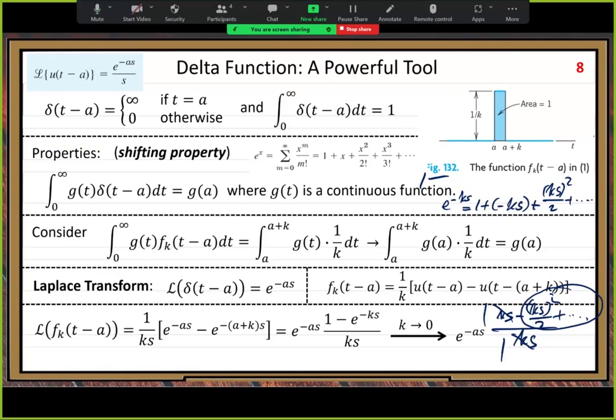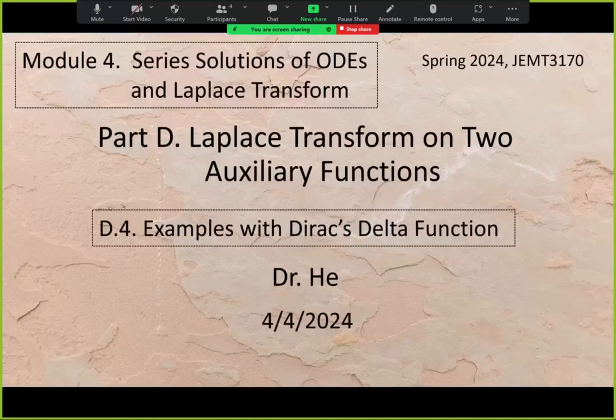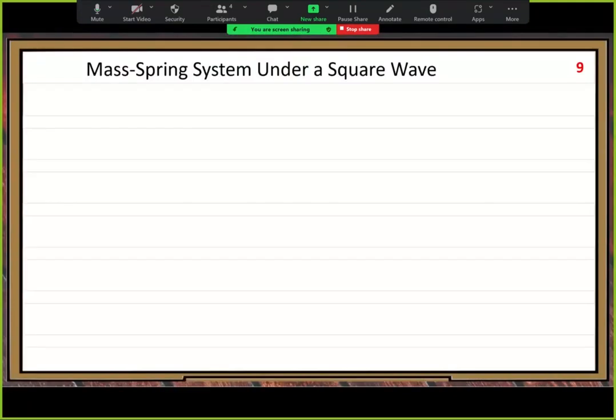So then we start our recovery session number 1. Example number 4. One example: a mass spring system under a square wave. We're familiar with the mass spring system.